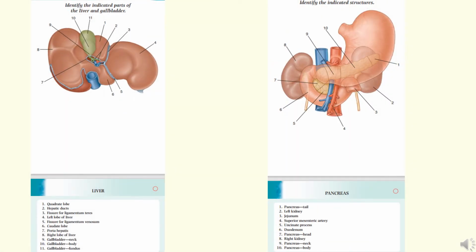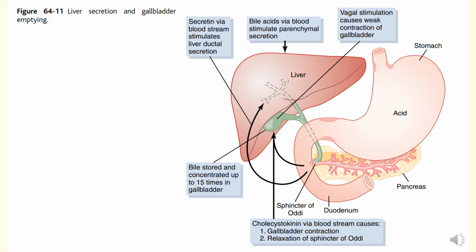The liver, gallbladder, and pancreas are represented there. The indicated parts are to be identified, so kindly identify them for your better understanding. Answers are given below. The figure shows liver secretion and gallbladder emptying.